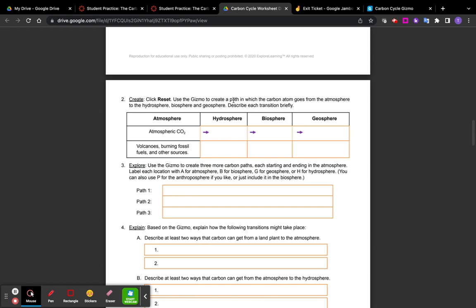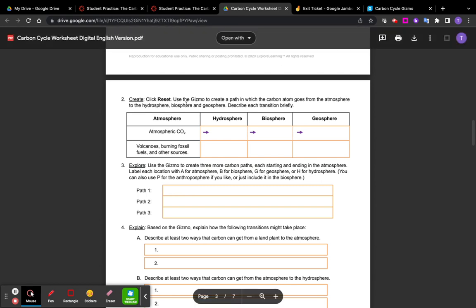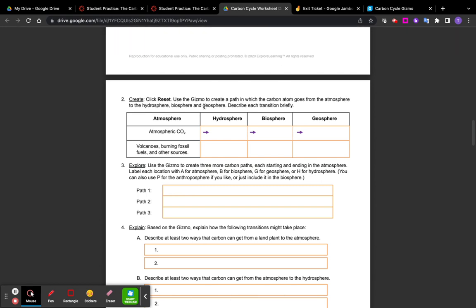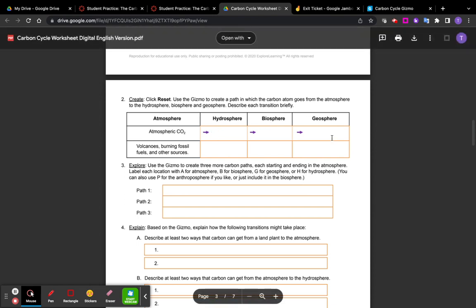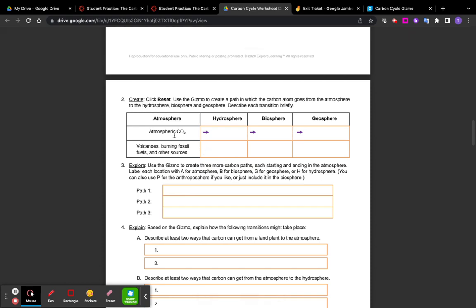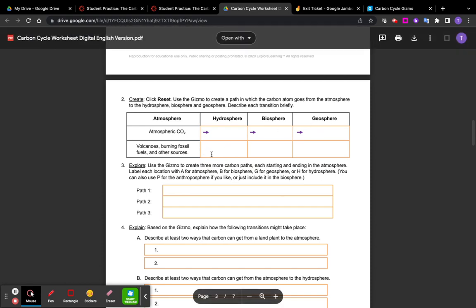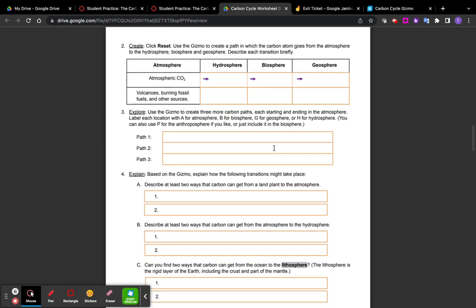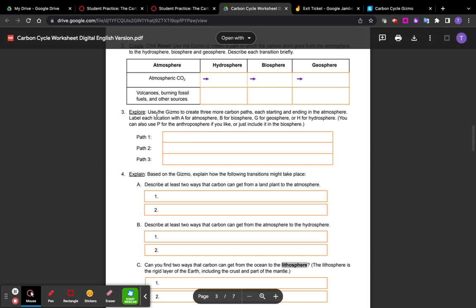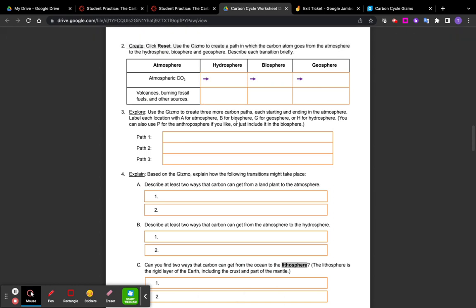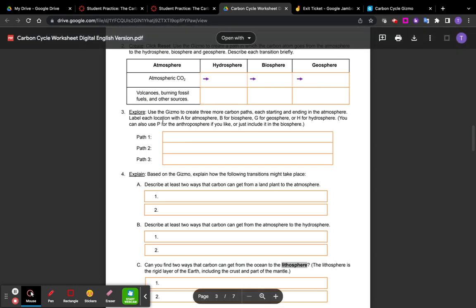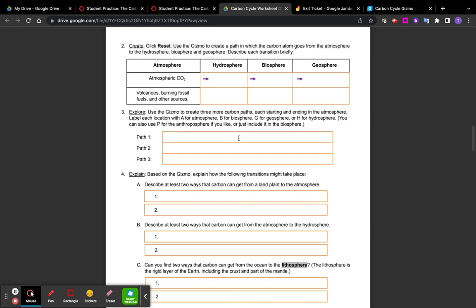It says, use the gizmo to create a path in which the carbon atom goes from the atmosphere to the hydrosphere, biosphere, and geosphere. So they want you to specifically go to these different places and write how it got there. This is the place it went in each of these spheres, and explain how it got there. Now they want you to use it again to make 3 more paths, each starting and ending in the atmosphere. Label each location with an A or a B or a G or an H. So keep going on with that.